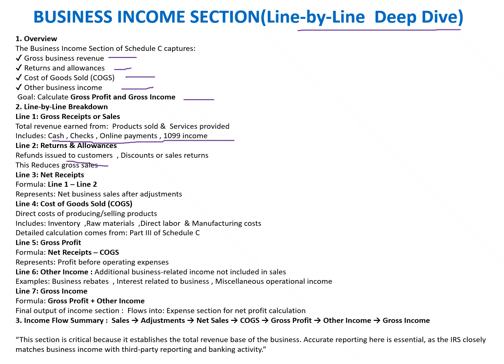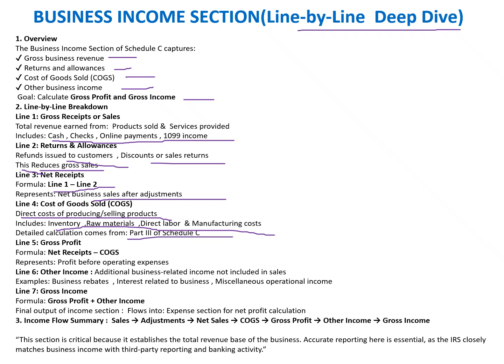Any refunds issued to customers, discounts, or sales returns are reduced from line one to derive the net sales, because this deduction reduces the gross. Then we have the net receipts, wherein we do line 1 minus line 2, which represents the net business sales during the particular period after all the adjustments. Then we have line 4, which talks about the direct cost of producing the goods, normally called cost of goods sold, which includes inventory, raw material, direct labor, and manufacturing cost. The detailed calculation comes in Part 3 of the Schedule C.